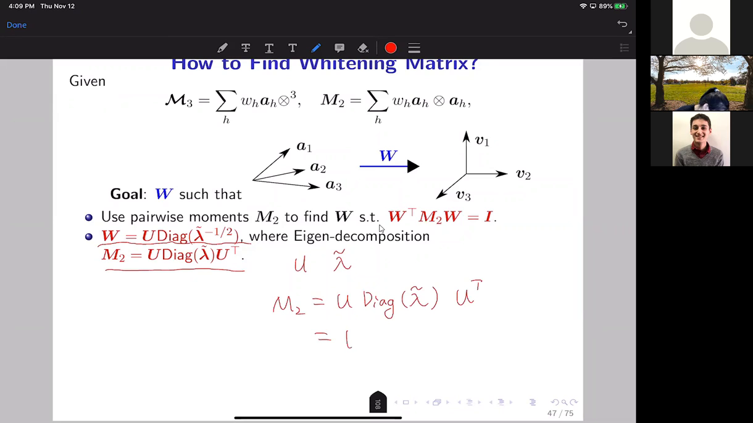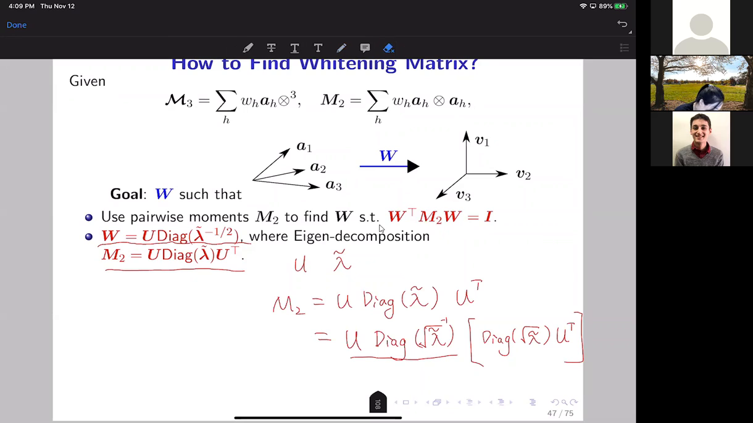Right? I can also write it like this, right? And then I can write it that way. So basically we're saying that the W matrix would be this part, but this thing will be inverse. Okay, why? Do you want to see why?